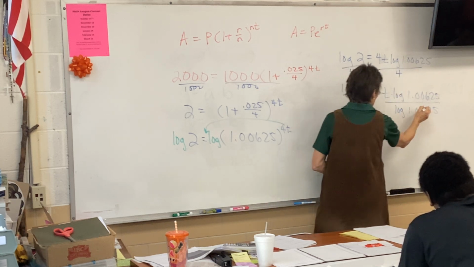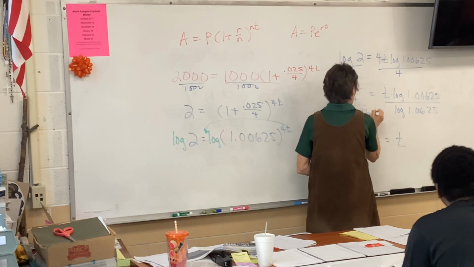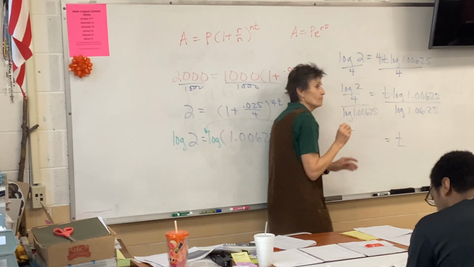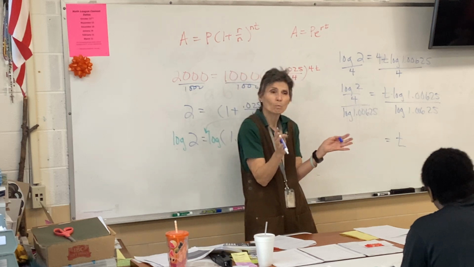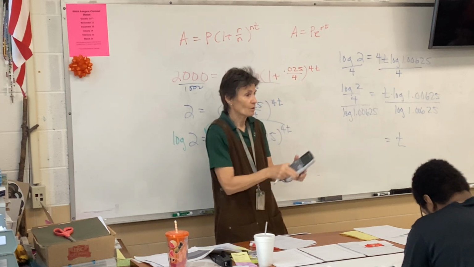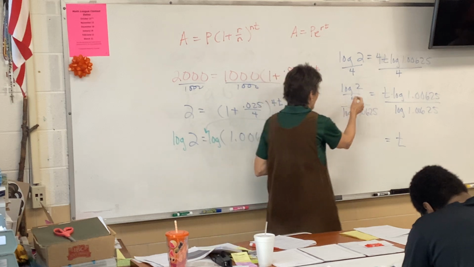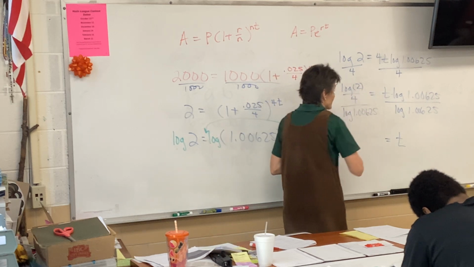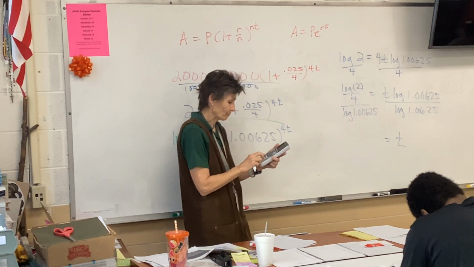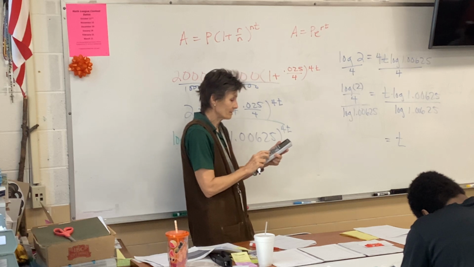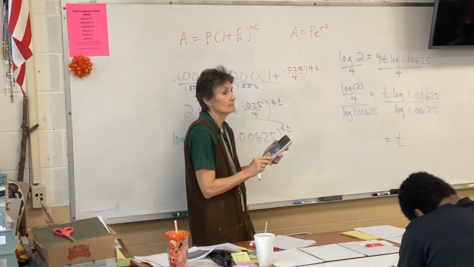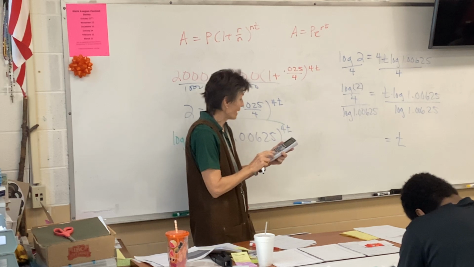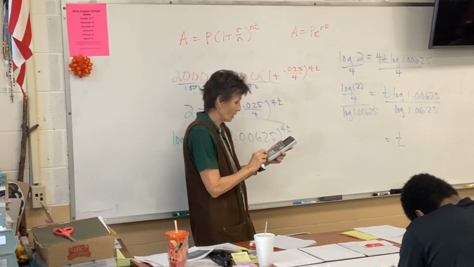Now, do not be frightened. You're going to type this in on your calculator, so it really doesn't matter what it looks like, right? So here we go. Remember, you got to close that parentheses. So when you hit log 2, close the parentheses, hit divided by 4, and then divide it by log 1.00625.